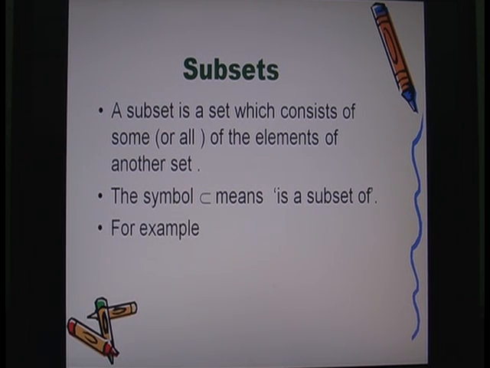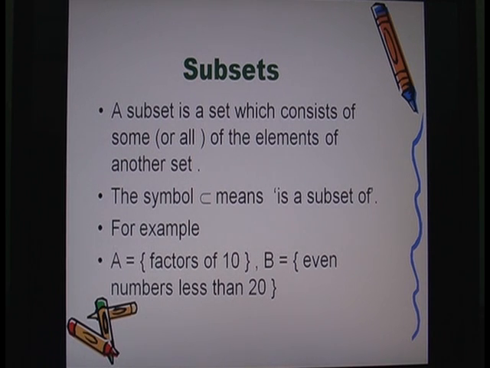For example, A is equal to what? Factors of 10, and B is equal to what? Even numbers less than 20. You may pause your video and write this information down. Now note, this line that cuts across the symbol means what? Not a subset of.